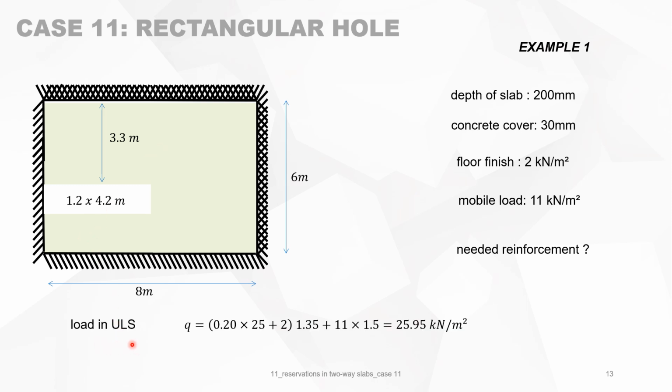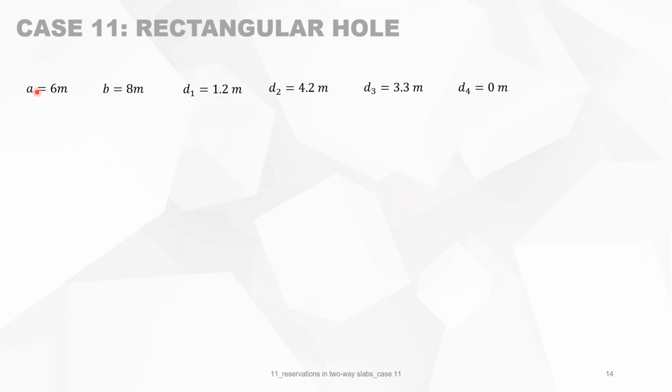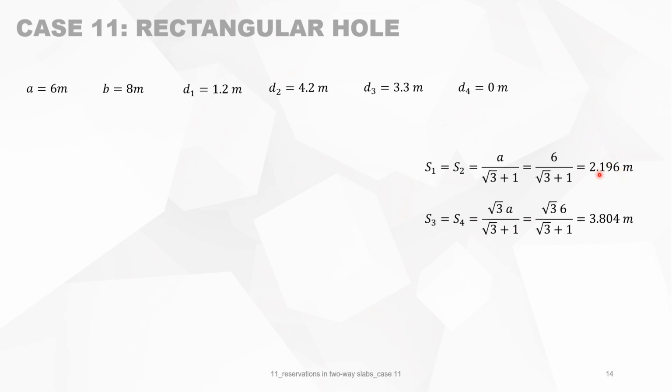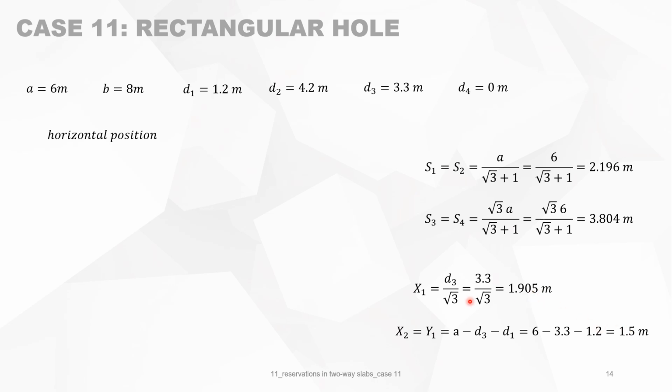We start with calculating the load in ULS, which is the permanent load times 1.35 plus the mobile load times 1.5, which gives you 26 kilonewton per square meter. These are the different parameters of the slab. We calculate S1 equal to 2.2 meters. We calculate S3, which is 3.8 meters. Now we have almost all variables. Then we have x1, x2 equals x1, and now we will have all variables.